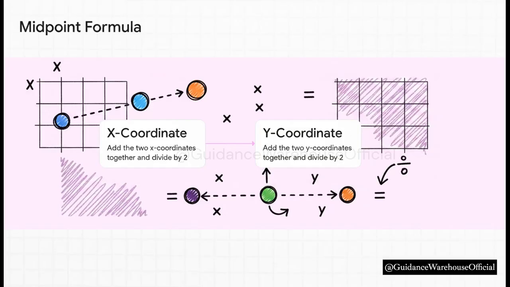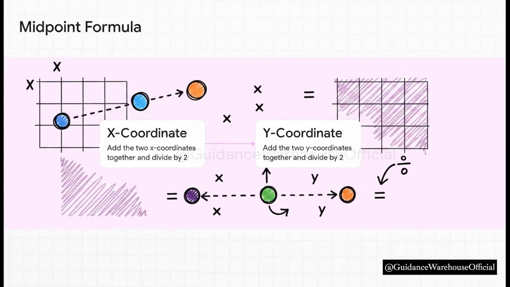Now, what if you and a friend are on a grid and you want to meet exactly halfway? For that, we use the midpoint formula. And it is incredibly straightforward. Step 1, add your two x-coordinates together and divide by 2. Step 2, add your two y-coordinates together and divide by 2. You are simply finding the mathematical average of your horizontal and vertical coordinates to locate the exact center point of that line segment.